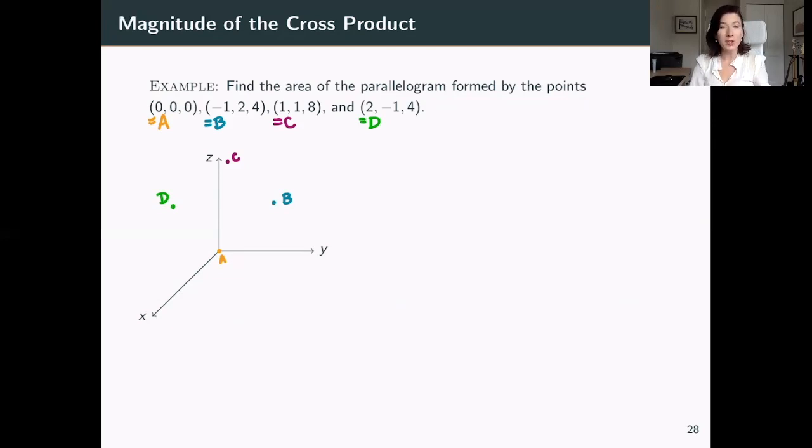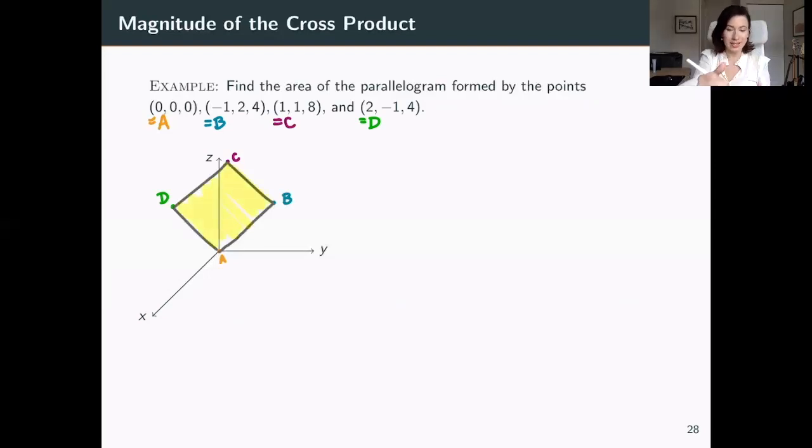From here, we can draw a parallelogram that results from these points together. Connecting the dots, we get A to B. Wrong pen here. So we would have our A to B. We would have our C to B, D to A, and D to C. The area that we're looking for is the area here that I'm shading in yellow.